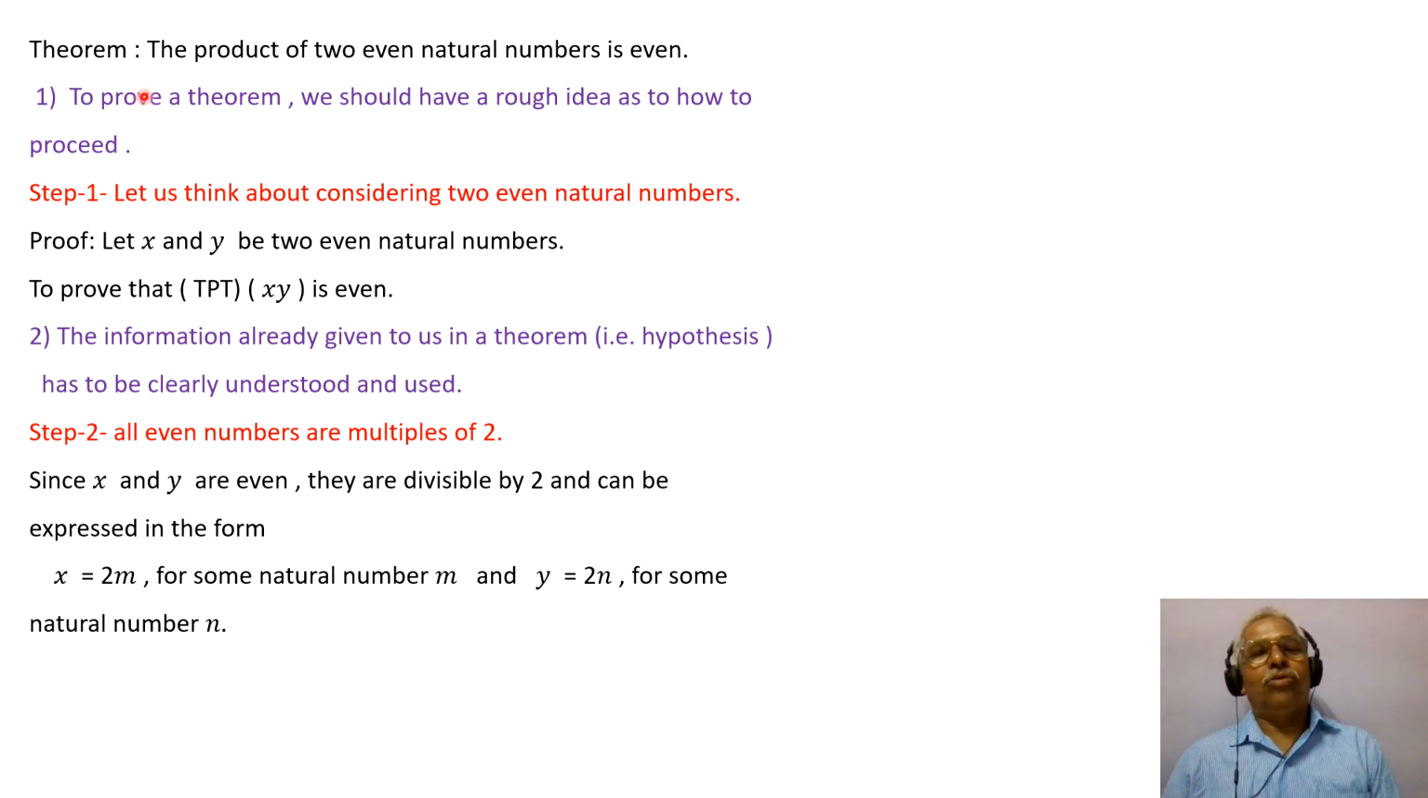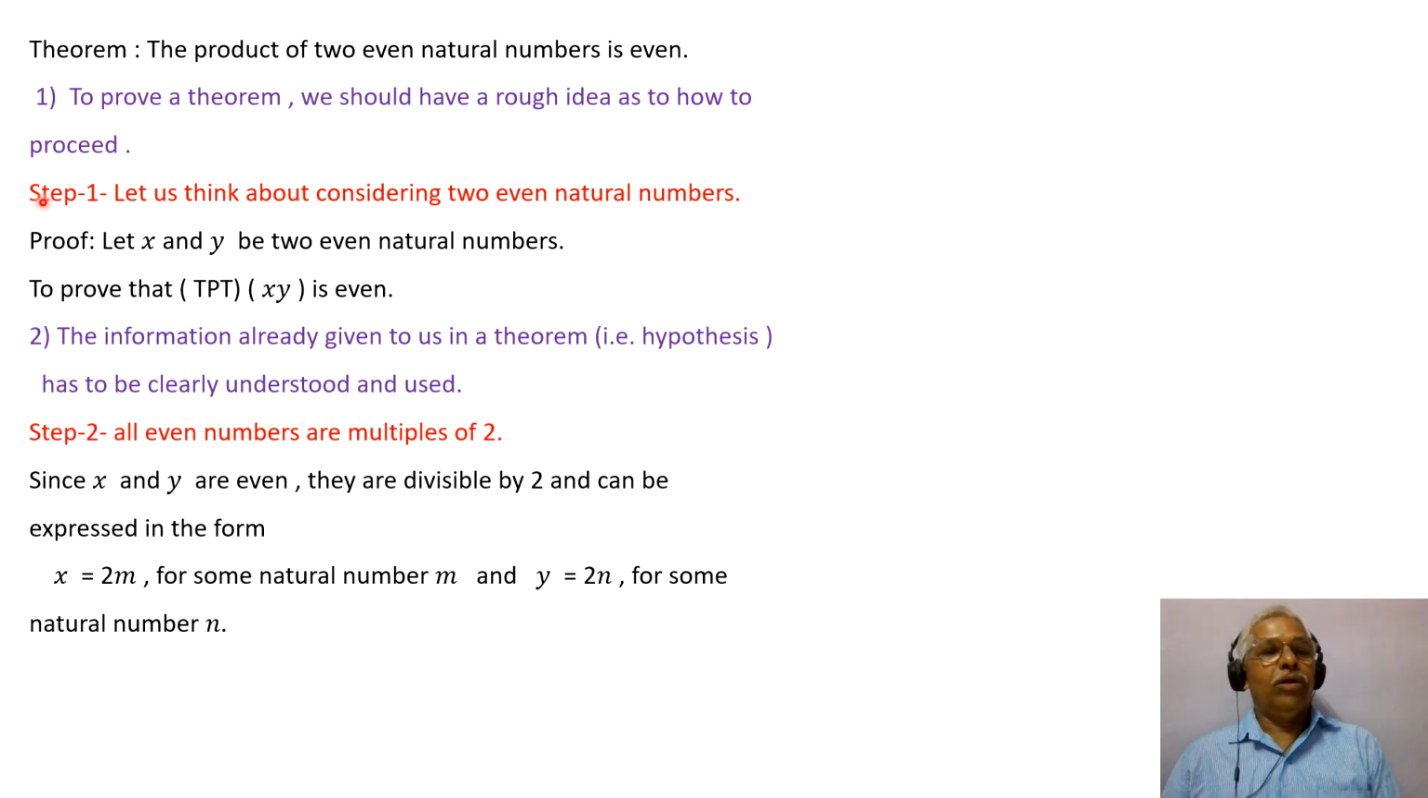So go through this theorem. A product of two even natural numbers is even. It's talking about the product of two even natural numbers. Remember this statement. Now, first, to prove a statement we should have a rough idea of how to proceed.